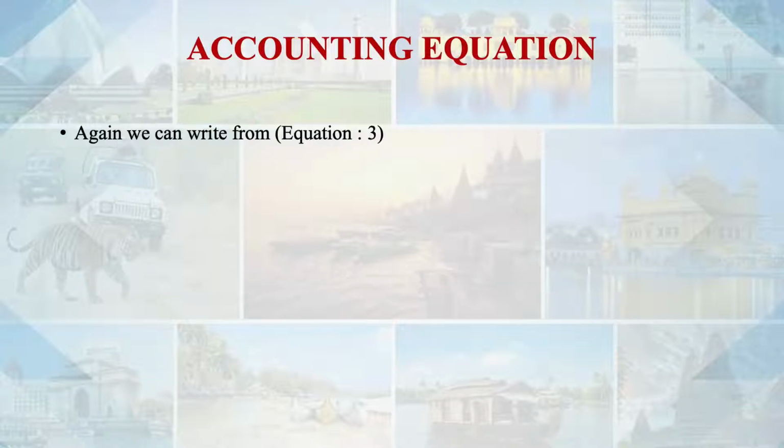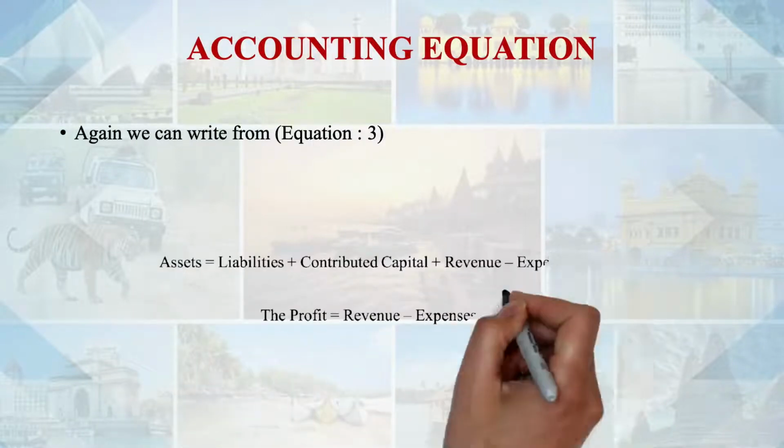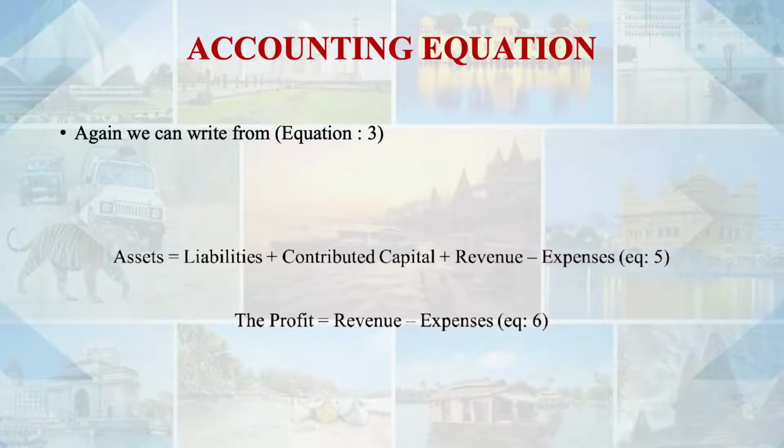Then, can we write it in this way also, that assets are equal to liabilities plus contributed capital plus revenue minus expenses. That is, we have replaced retained earnings with revenue minus expenses. Why? Because we know that retained earnings is what? It is revenues minus expenses. So we can see that yes, your profit and loss account statement is impacting your balance sheet. That is, whatever profits are there in your profit and loss account statement, they will definitely go to the balance sheet and they will change the values of owner's equity in your balance sheet.